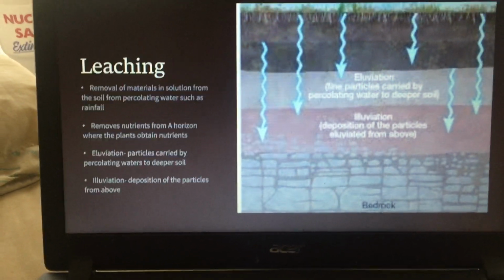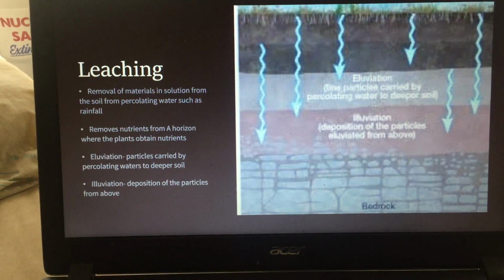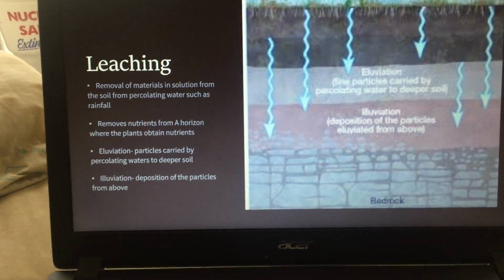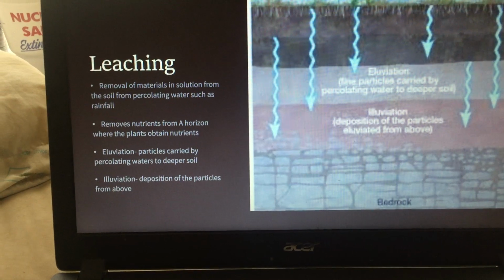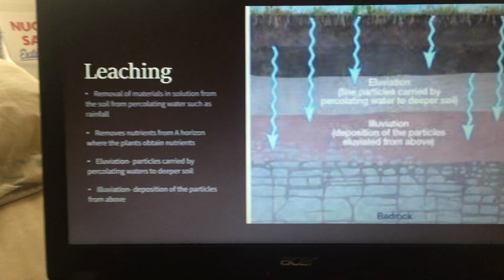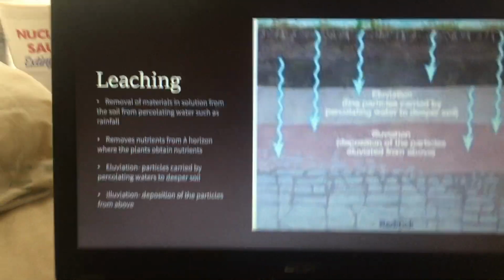Eluviation is where the particles are carried by percolating waters into deeper soil. And illuviation is the deposition of those particles. So eluviation is the movement of water, and illuviation is the deposition, or where the particles are placed.